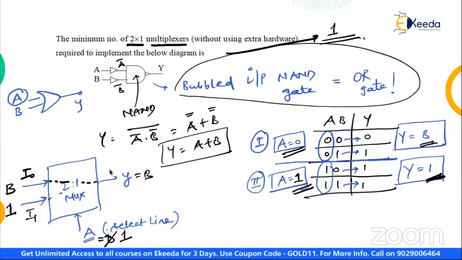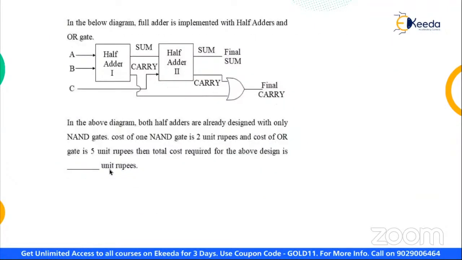Let me just go ahead with the next question. What it says is, in the below diagram, a full adder is implemented with half adders along with an OR gate. And if you are watching all my videos very carefully, I have taken this sum actually. Whenever you want to implement a full adder using half adders, this is the only option, guys. We have already seen this diagram in the notes. Let us see what the question is all about.